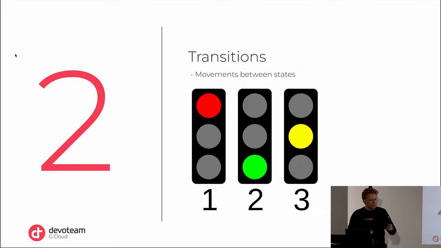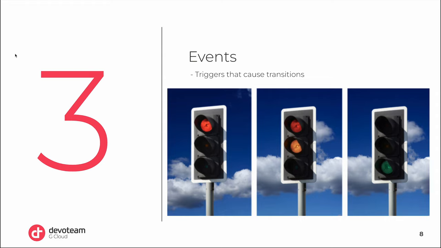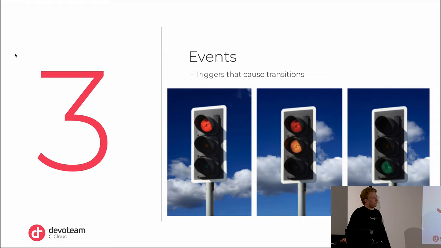But then we have something called events. Events are triggers that cause transitions. Maybe an example for that in the traffic light. So let's say a pedestrian walks up to a traffic light and pushes the button. That is an event, and that causes the light for the cars to go from green to yellow to red. So that's just a basic example of what events are.